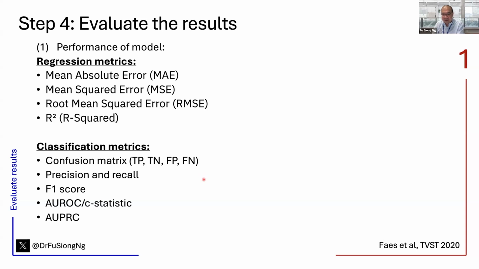If the output is binary, so heart failure or no heart failure, that's a classification task. That's not a continuous regression task. In this case, you want to see how often it gets it right and how often it gets it wrong.